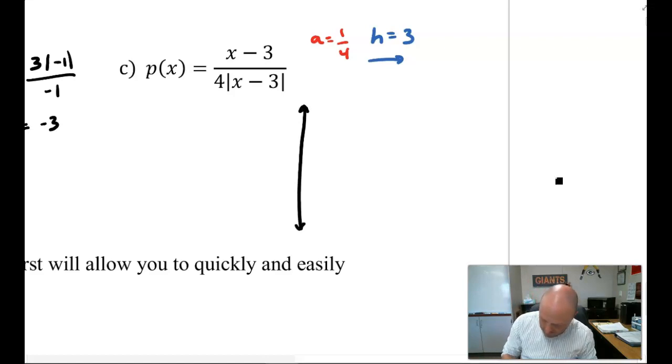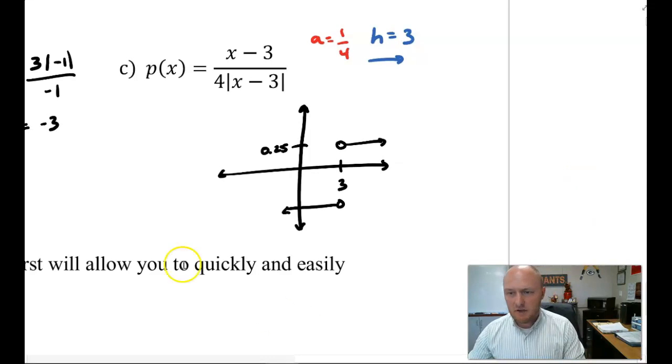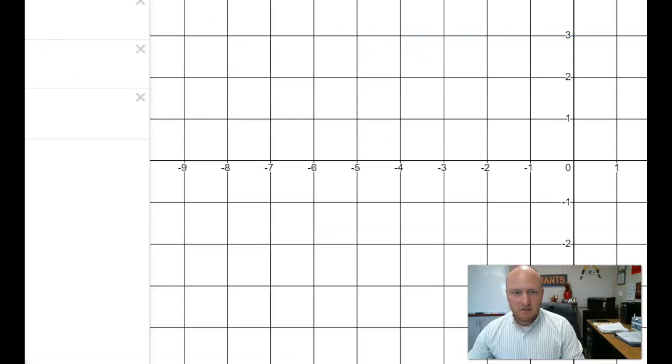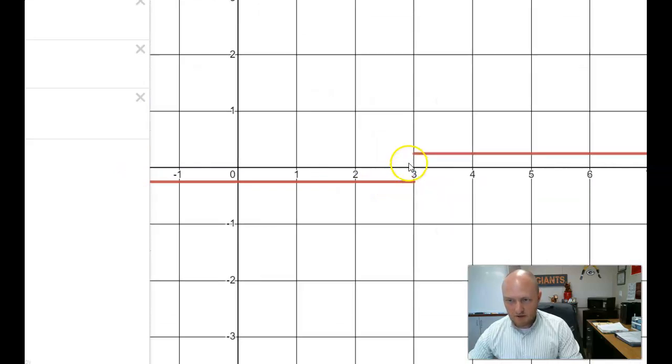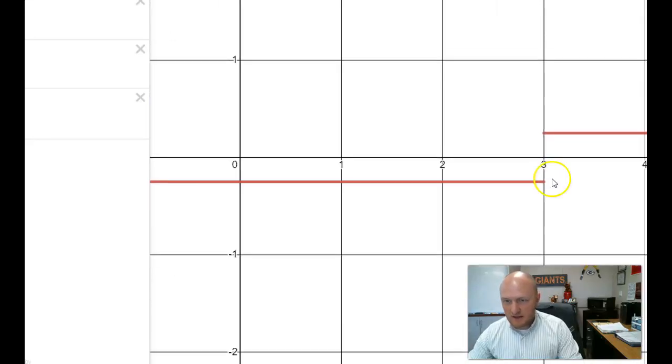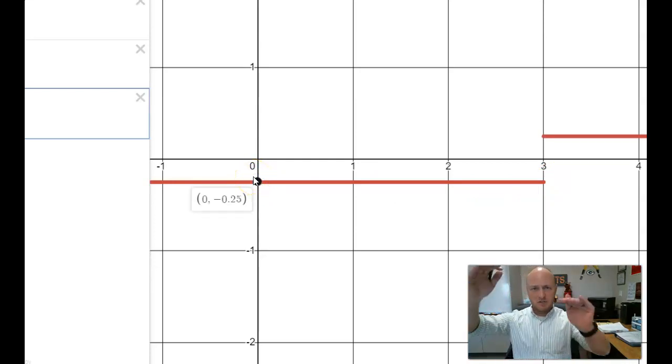So a quick sketch of this. Here's a +3. And again, I'm going to go here and here. And then the height of this is 0.25 or 1/4. And then the same down here, right? -0.25. Okay. And just to confirm, here we go. See, shifted to 3. We still have that discontinuity. And then the height is at 0.25. Okay, you're taking everything, you're dividing by 4.